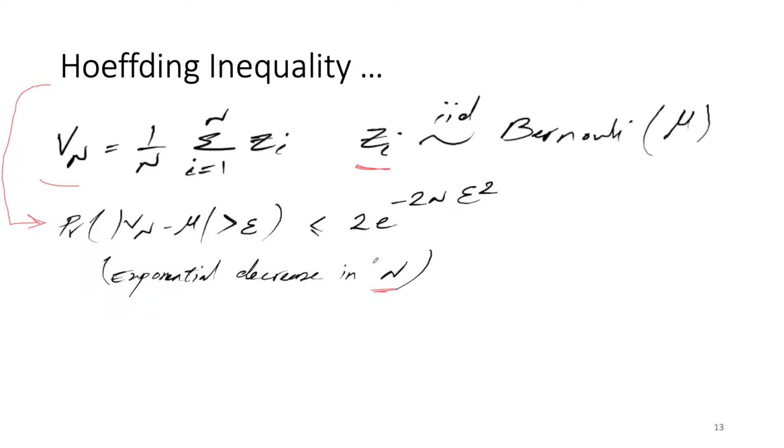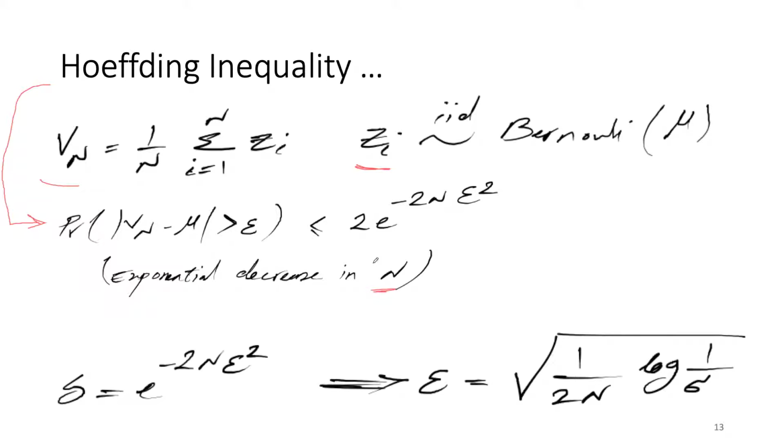And let's relate delta to this value as well. So we can call delta this value. Thus, if you want to define epsilon with delta, you just have to switch these two, and this becomes a square root. So epsilon is the square root of 1 over 2n log of 1 over delta, right?